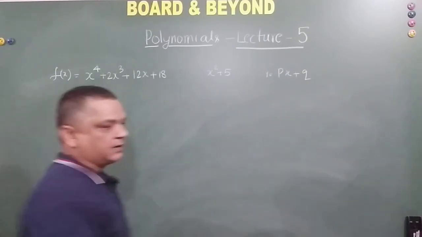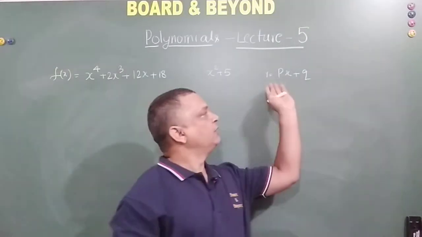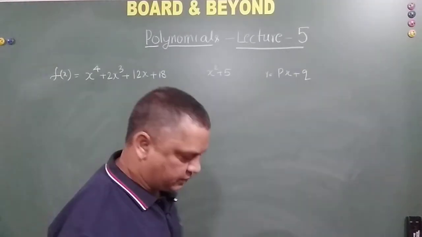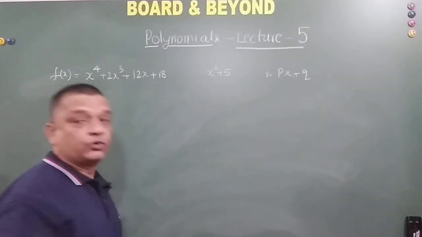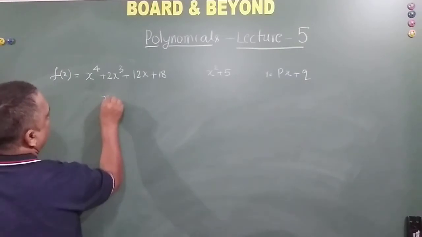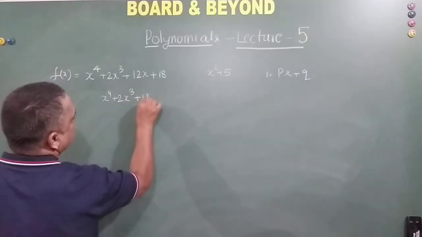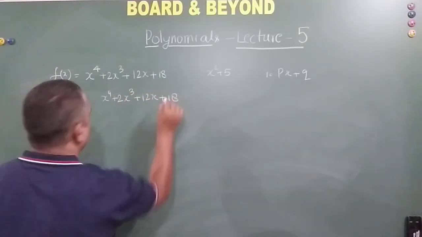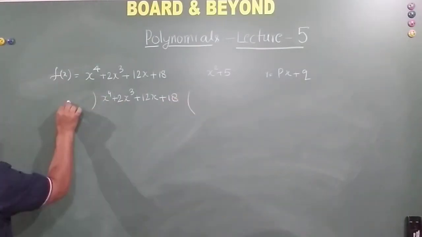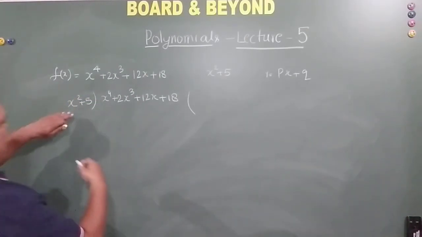This is the remainder that is coming in the form px plus q. We are expected to find the value of p and q. So it's a straightaway problem wherein we need to do division, physical division, right? So x^4 plus 2x cube plus 12x plus 18, we are supposed to divide it with x square plus 5, right, friends?